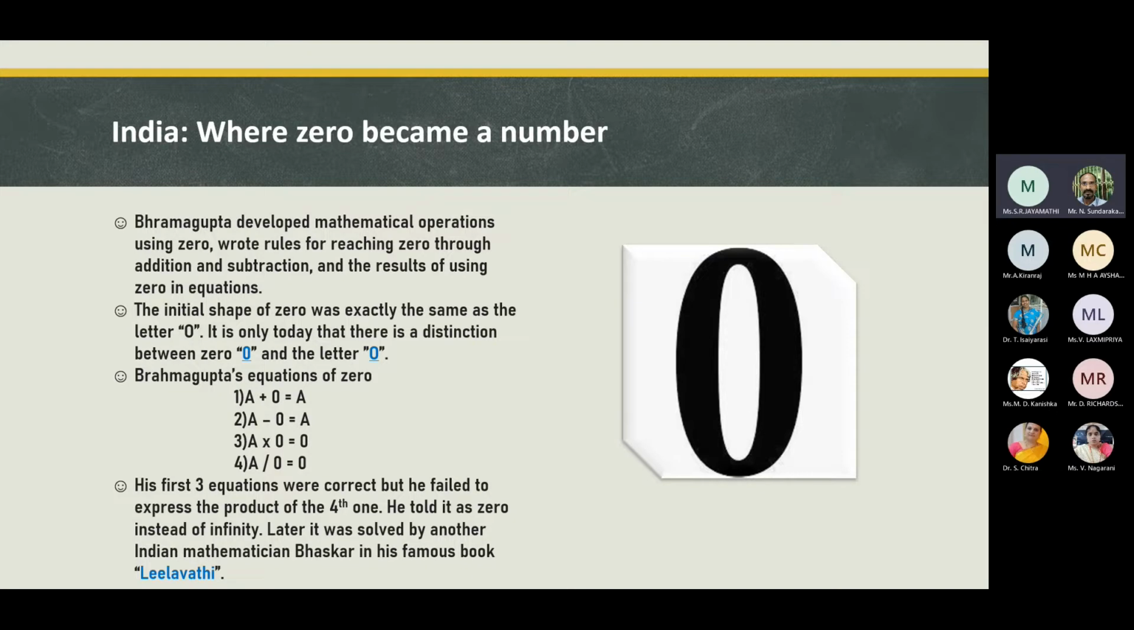Brahmagupta gave a few equations on zero. We all know that anything added to zero is the same number and subtracted with zero is the same number. But when anything is multiplied or divided with zero, the answer becomes zero. His first 3 equations were correct, but he failed to express the result of the 4th one. He told it as zero instead of infinity. Later, it was solved by another Indian mathematician known as Bhaskara in his famous book Leelavati.